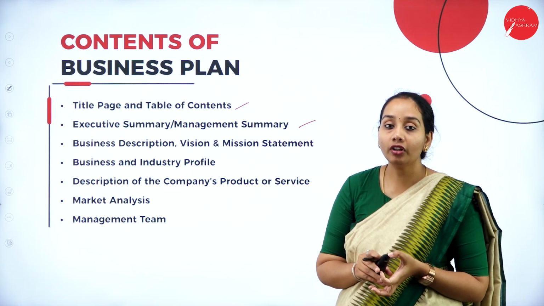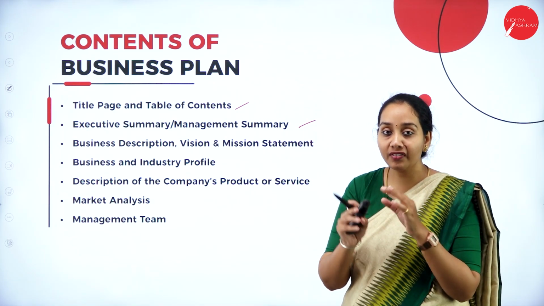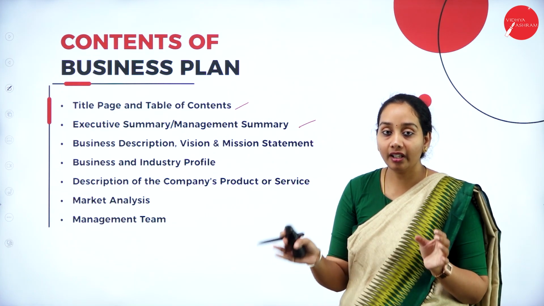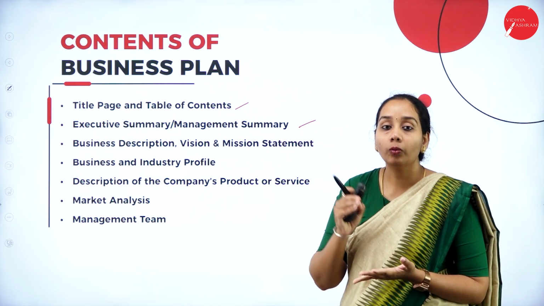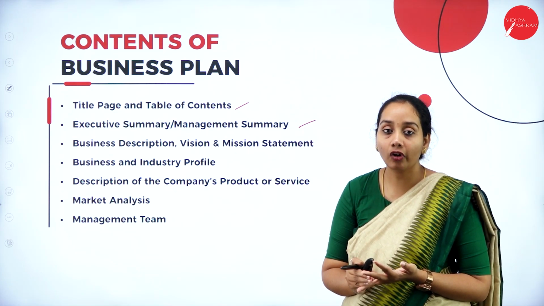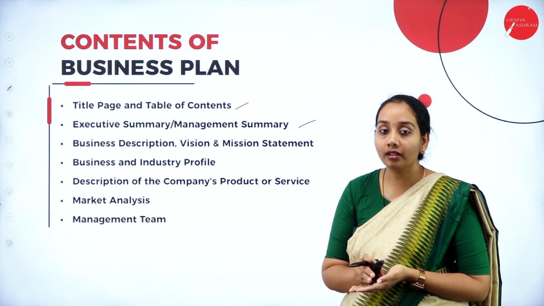Next is the executive summary or management summary. That is your summary about your business and what your plan is all about. A brief summary should be prepared by the retailer or the promoter before they start: what the business is all about, what kind of products are going to be sold, or what kind of services they are going to provide, etc. All these should be there in the summary.